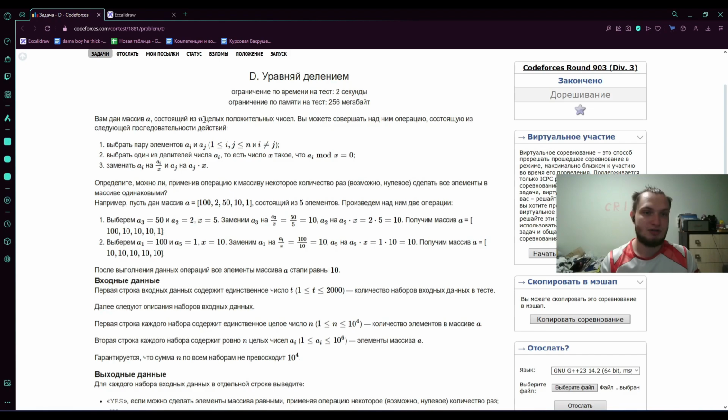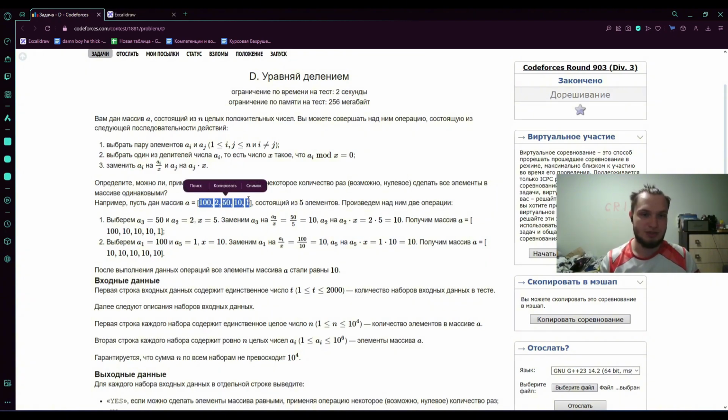Given an array consisting of positive integers, we can perform an operation on it that consists of three actions. First, we choose a pair of elements, the ith and jth. Then we take one of the divisors of the ith number, and we divide the ith number by that chosen number, while multiplying the jth number by that same number. We need to understand if we can make all the elements of the array the same by applying this operation a certain number of times.